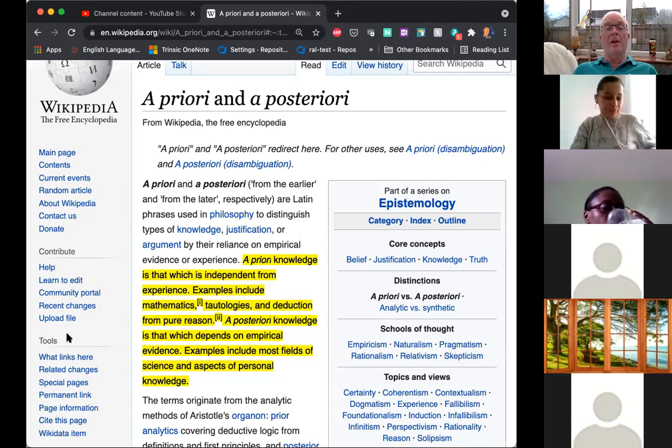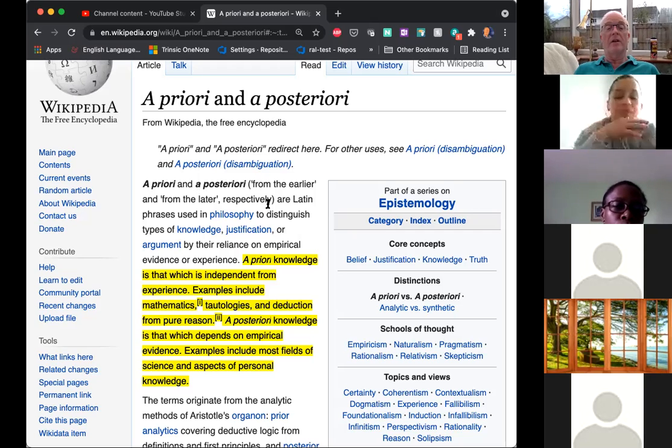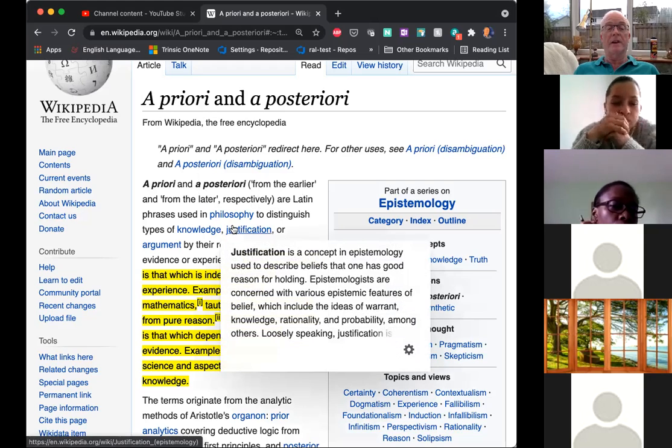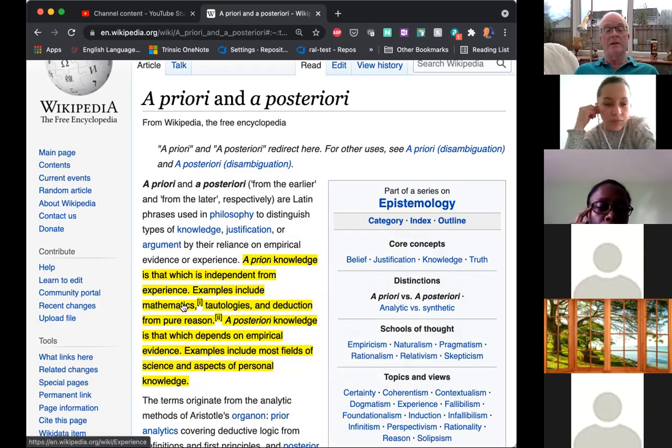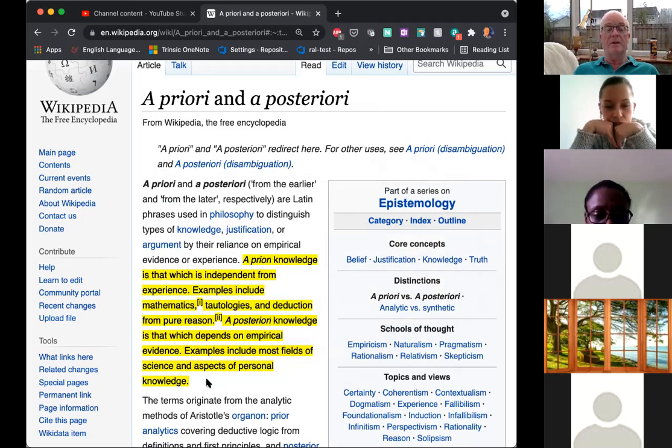So a priori is certainly very common. A posteriori, I've never heard used. From the earlier or from the later, respectively, are Latin phrases used in philosophy to distinguish types of knowledge, justification, or argument in their reliance on empirical evidence or experience. A priori knowledge is that which is independent from experience. That's the empirical point we made earlier. Examples include mathematics, tautologies, and deduction from pure reasoning. A posteriori knowledge is that which depends on empirical evidence. Examples include most fields of science and aspects of personal knowledge.